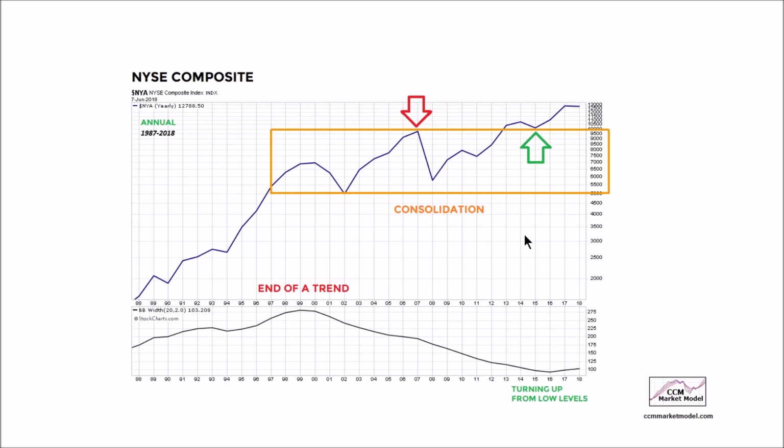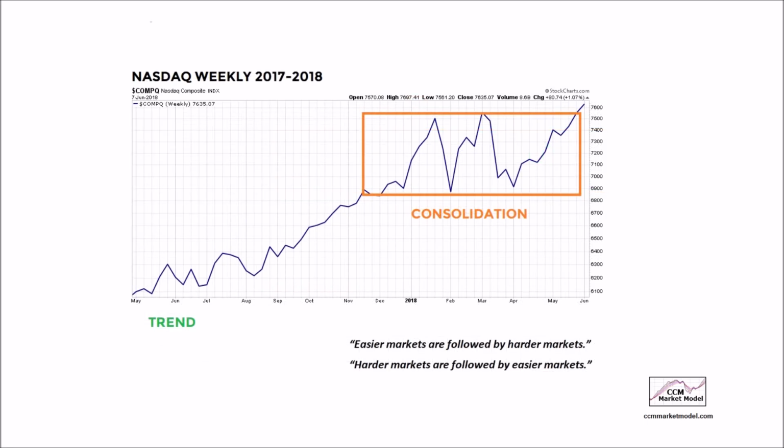All of these statements are based on the facts in front of us. It has nothing to do with a prediction. If the facts change, our assessment of the probabilities will change as well. Market fractals tell us that the concept of a strong trend followed by consolidation, followed by a resumption of the trend, applies to all time frames. In the present day, the NASDAQ weekly 2017, we have a strong trend, what looks like consolidation, and it's possible that we now have a resumption of the previous trend.